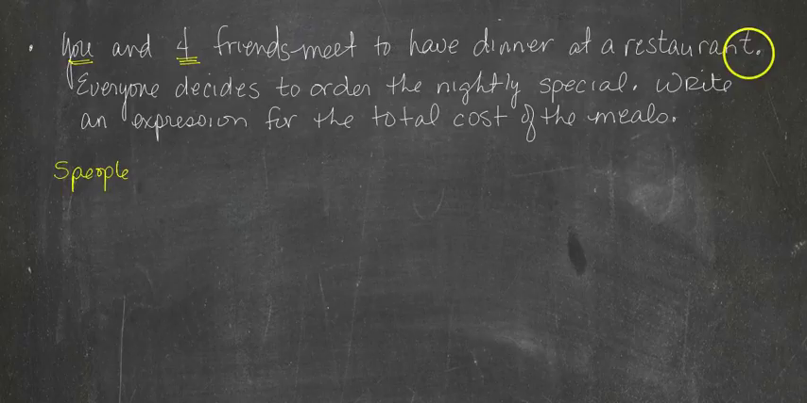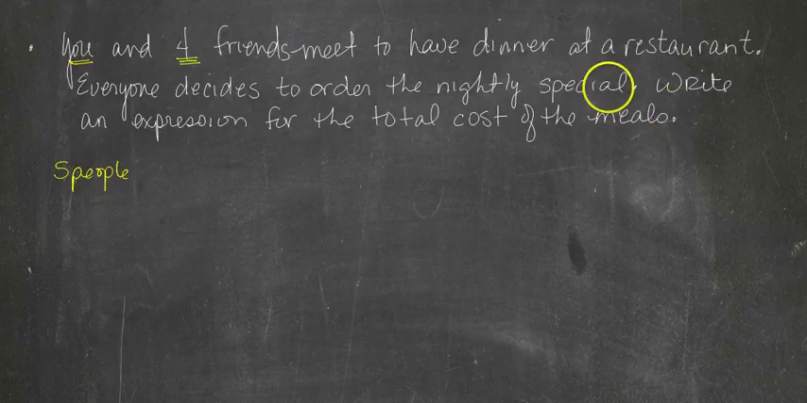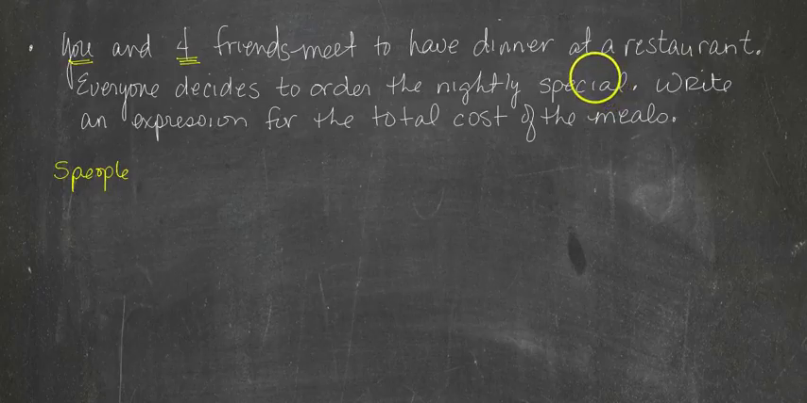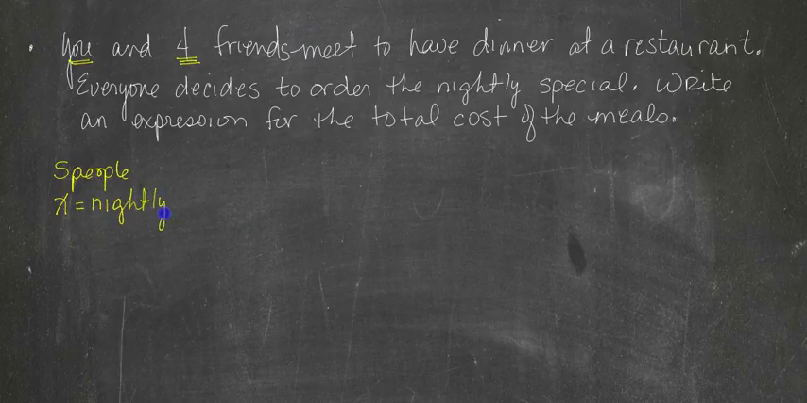Meet to have dinner at a restaurant. Everyone decides to order the nightly special. Write an expression for the total cost of the meals. So everyone ordered exactly the same thing, right? And the nightly special, we don't know what the price of the nightly special is. It's an unknown value, so we need a variable for that. So let's let x equal the nightly special. Write an expression for the total cost of the meals. Well, that would be 5 people times the cost of the nightly special. That was actually easier than I thought.